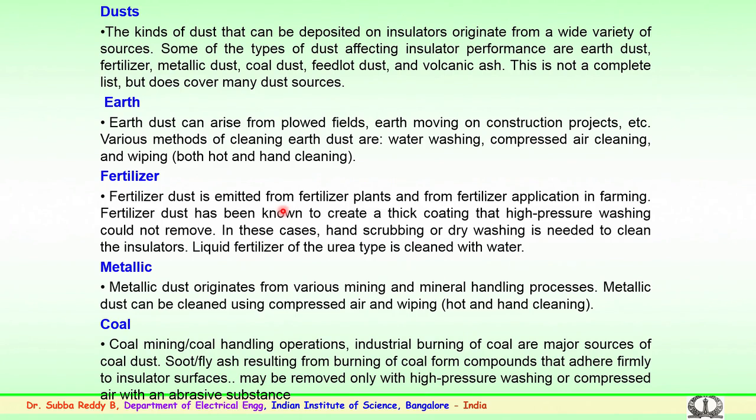The next is fertilizer dust. This fertilizer dust is generally emitted from fertilizer plants and from fertilizer application during farming activities. Fertilizer dust has been known to create a thick coating which high pressure washing could not remove. So, in these cases hand scrubbing or dry washing is generally needed to clean the insulators. Sometimes liquid fertilizer of the urea type is cleaned with water.